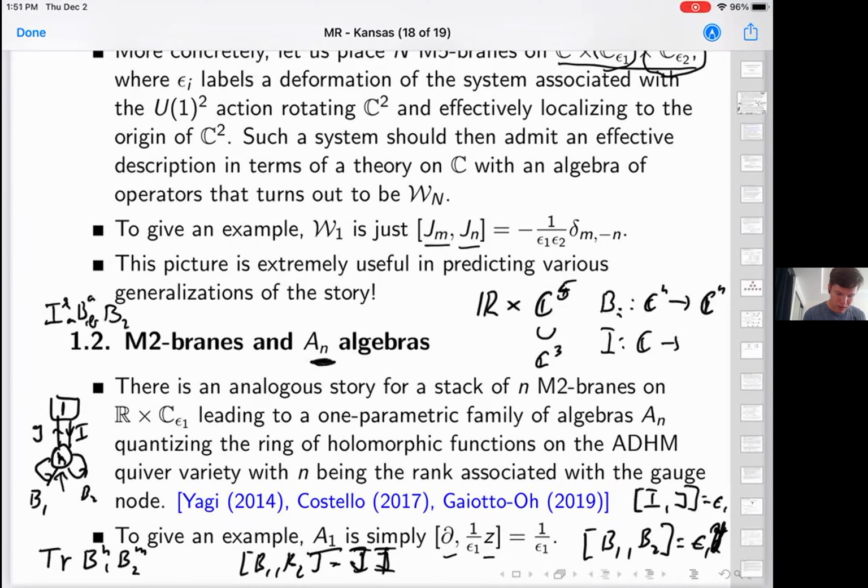B1, B2, B, C, J, I, C. Like these kind of marginal operators. And that would lead to a matrix generalization. So this leads to something like, yeah, right. Okay. All right.